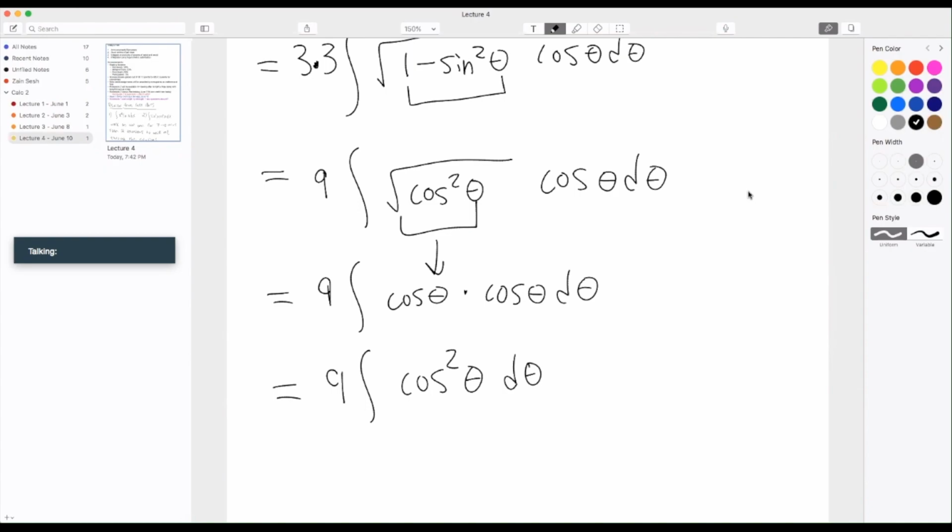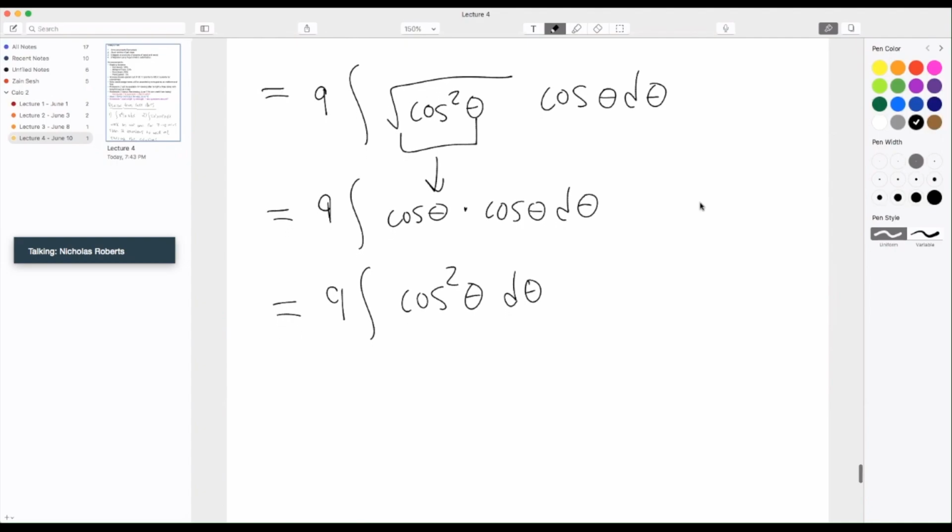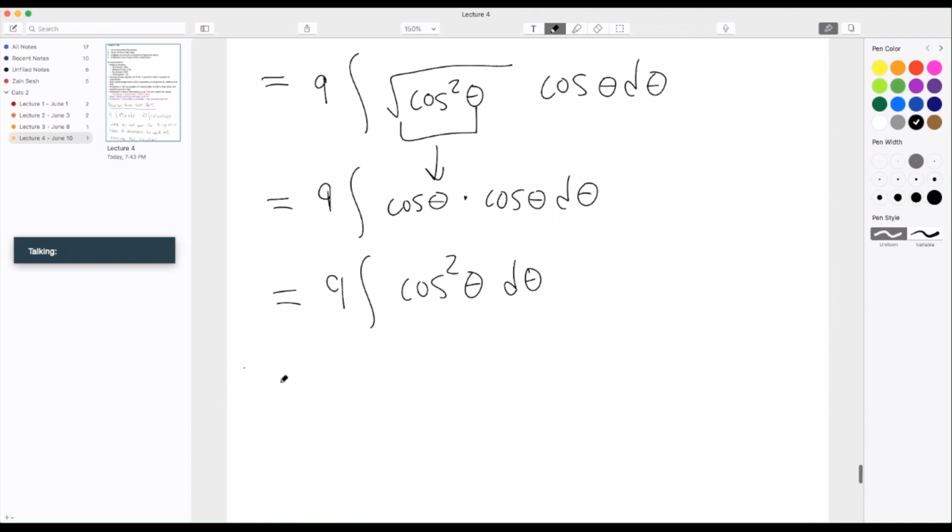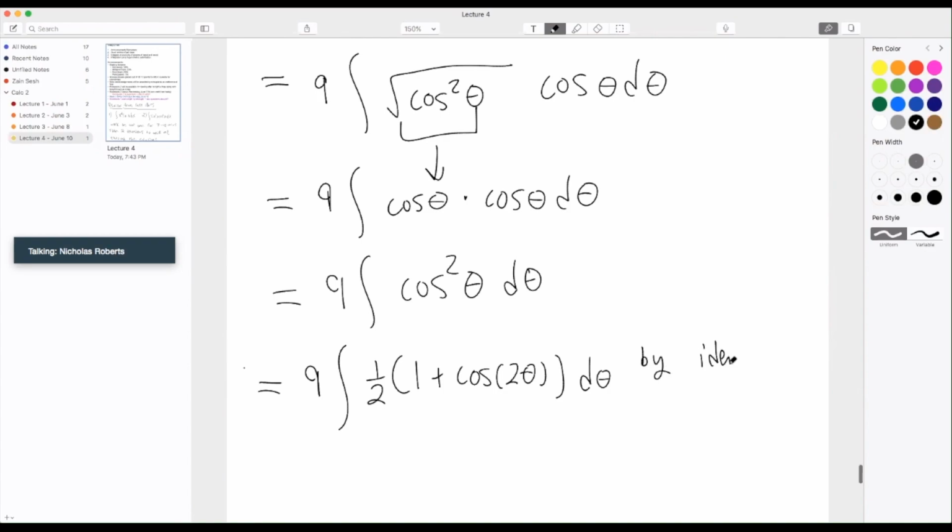Okay, so let's recall from last class: how do we integrate cosine squared? What we do is we rewrite this using the double angle formula. So we rewrite this as 1/2 times 1 plus cosine of 2 theta d theta, and this is by identity.